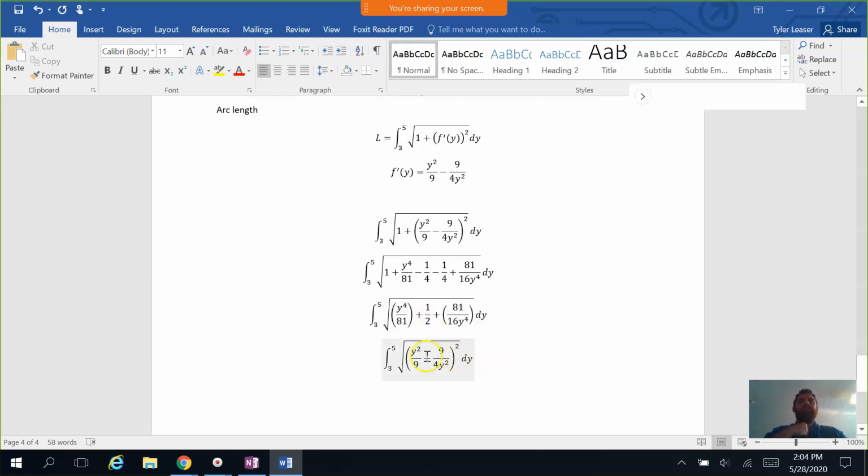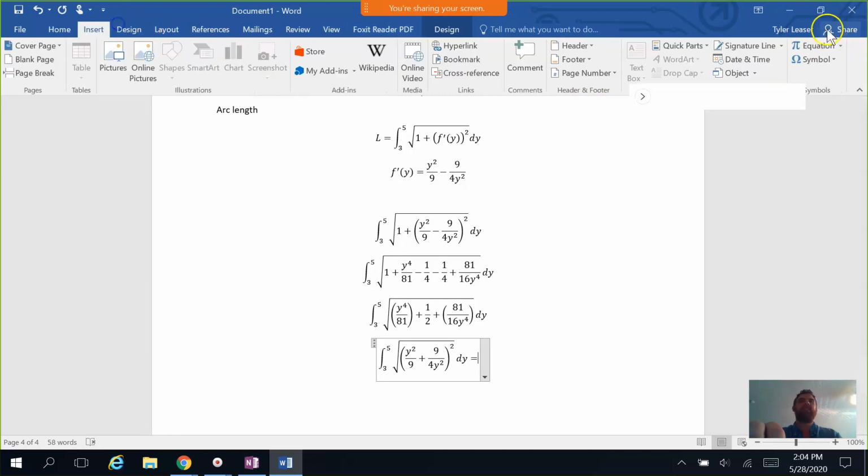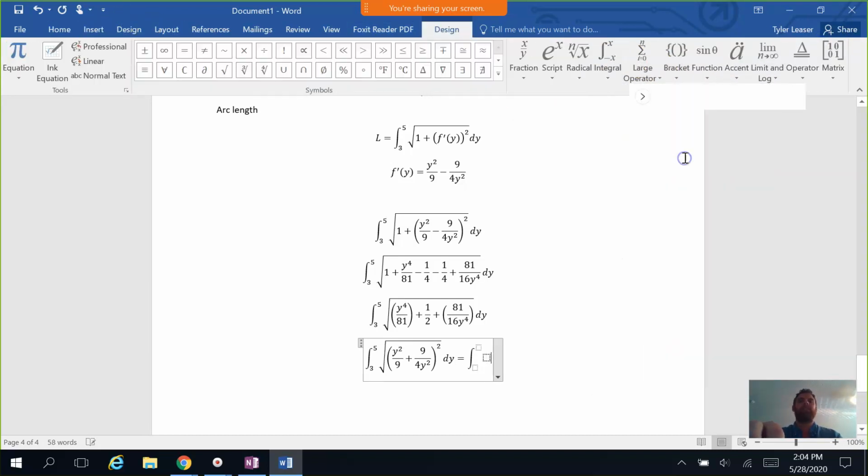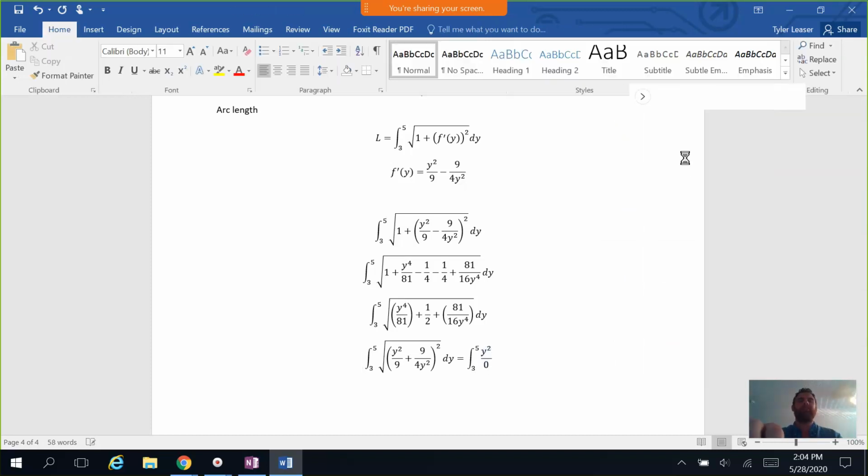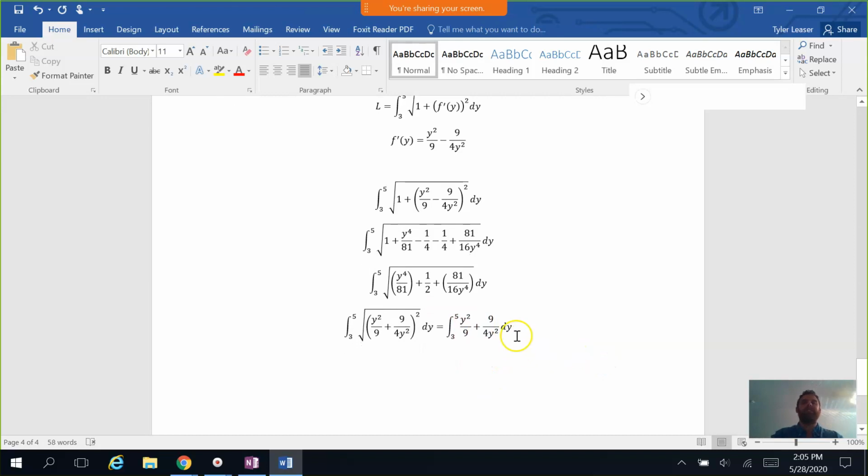Okay, and then that's pretty much it. From here, you have a squared inside of a square root, which is going to cancel out. So you still have the integral, still going from 3 to 5. But now the square root and the squared cancels. You have the y squared over 9 plus the 9 over 4y squared. And then these are easy enough to find the antiderivative for. So just find the antiderivative, plug 5 into it, minus find the antiderivative, plug 3 into it.